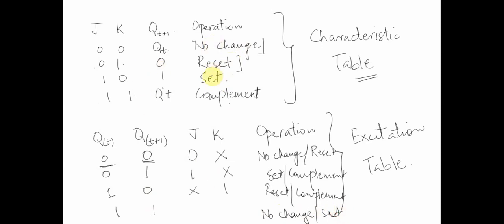Which means that for no change or set, K has to be 0, J could be anything. Correct? This is the excitation table for the J-K flip-flop, right? Since we have already spoken about the excitation table, let's complete the excitation table for the other flip-flops also, which are the D flip-flop and the T flip-flop.